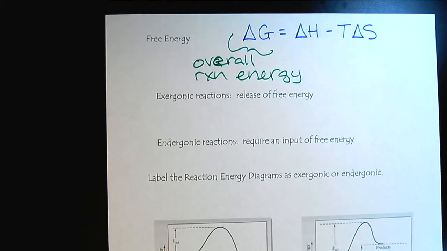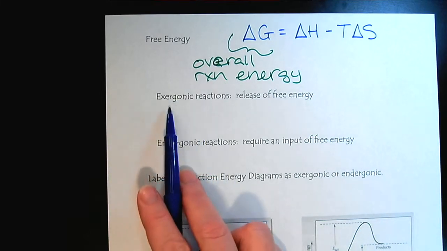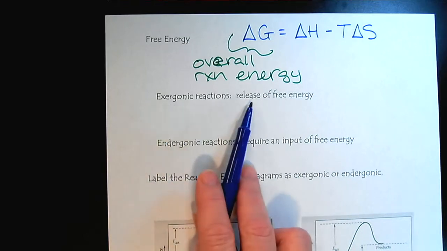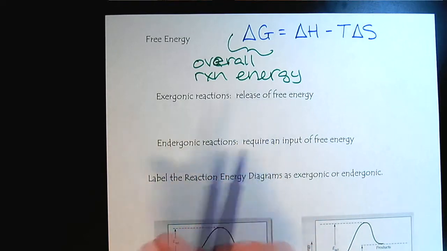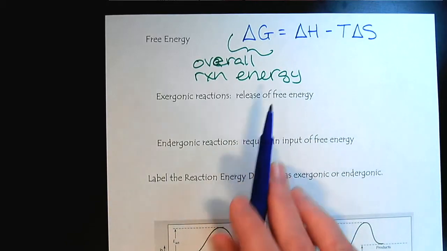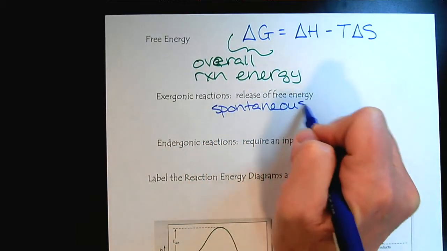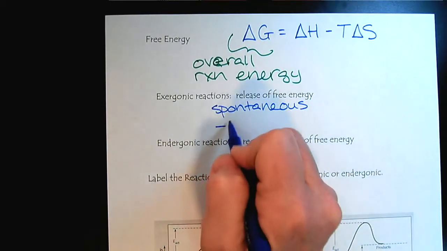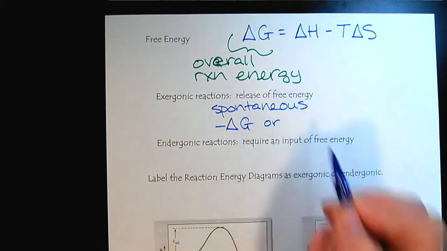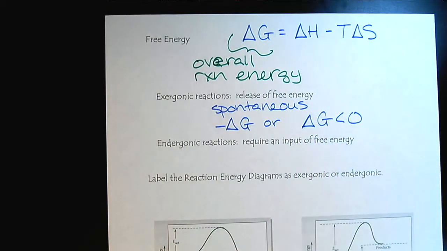This leads to a bit more language to learn. It builds off what we've learned about enthalpies. When you hear exergonic, it's very similar to exothermic. It's the release of free energy. This is very analogous to what we learned about enthalpies. If we're releasing energy, we say that that is spontaneous, and the value of delta G would be negative. The other way to show a negative value for delta G is to show that it's less than 0.